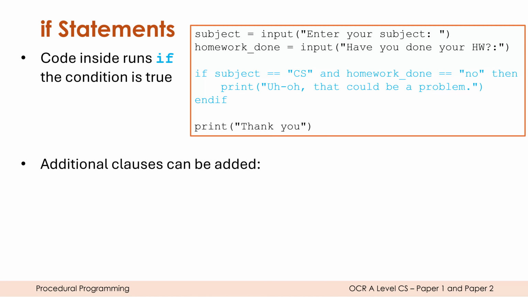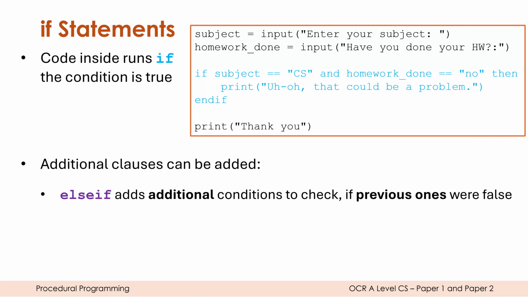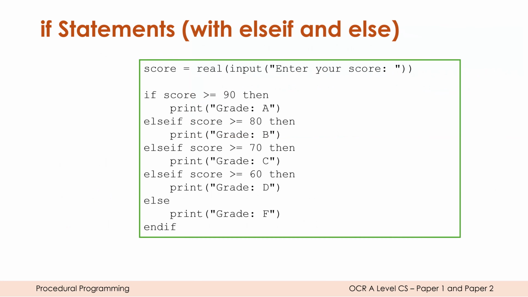We can also add additional parts to these if statements called clauses. These are optional, but we may want to add these. Else if allows us to check for additional conditions, which the else if only runs if previous ones were false, and else runs if all previous conditions were false. So to look at that as an example, if I got a score by some miracle of 95, we first of all check the first condition. That condition is true, therefore we run that print line, and it will skip the rest of the if statement.